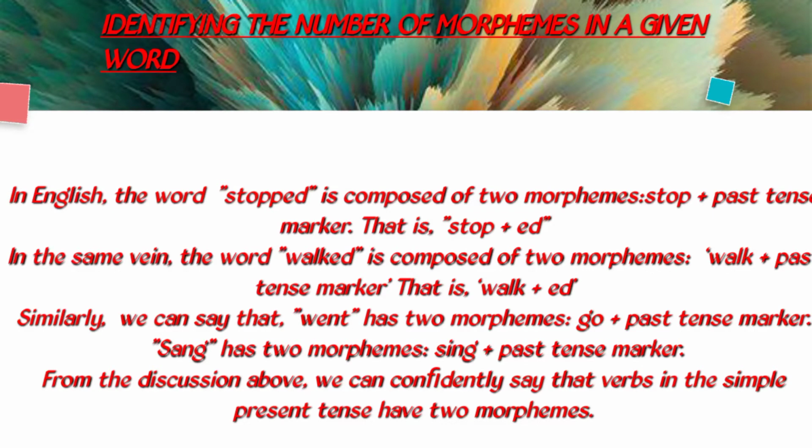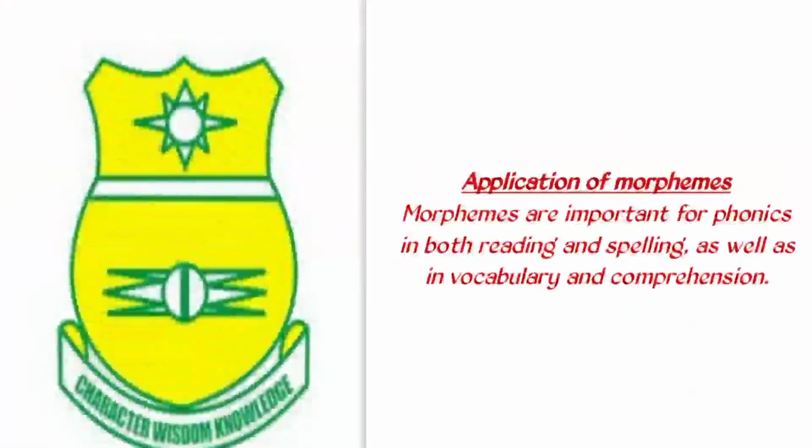In English, the word stopped is composed of two morphemes, stop plus the past tense marker, that is stop plus ed. In the same vein, the word walked is composed of two morphemes, walk plus past tense marker, that is walk plus ed. Similarly, we can say that went has two morphemes, go plus past tense marker. Sang has two morphemes, sing plus past tense marker. From the discussion above, we can confidently say that verbs in the simple present have two morphemes.